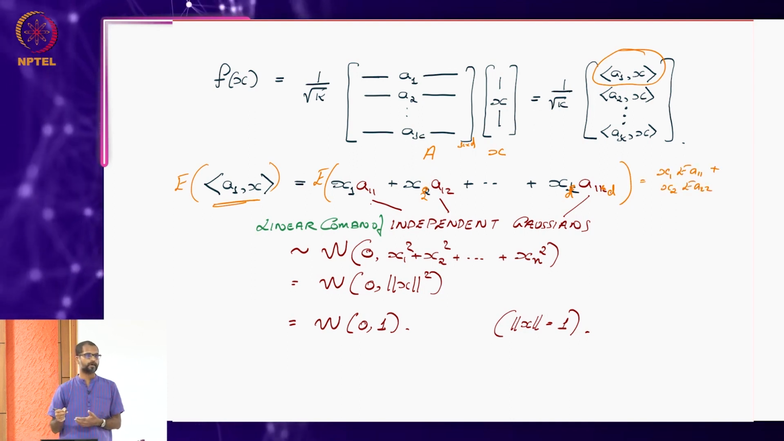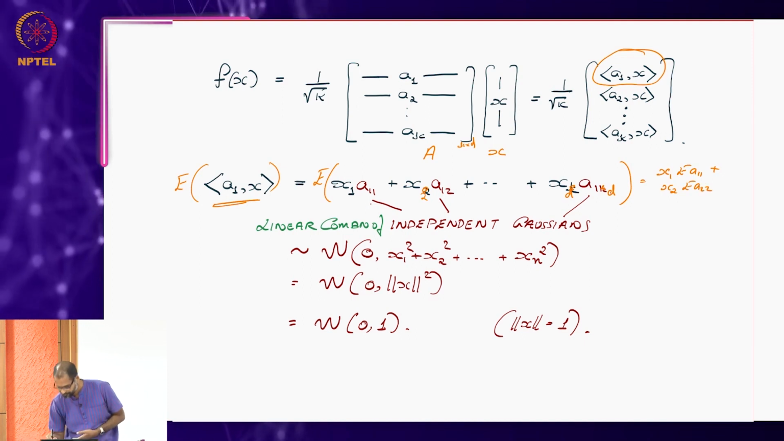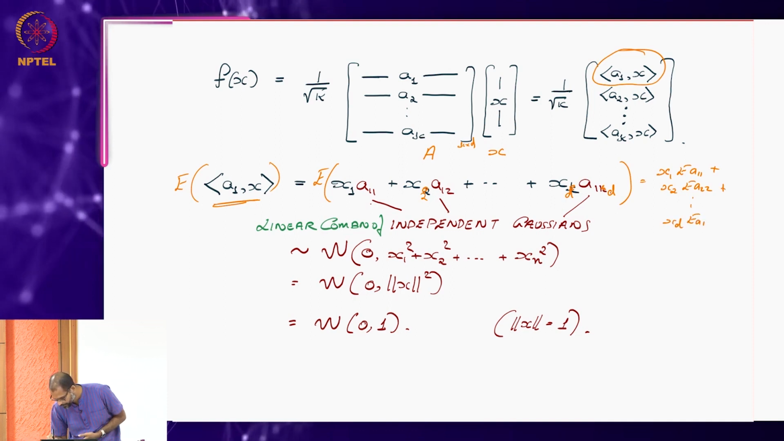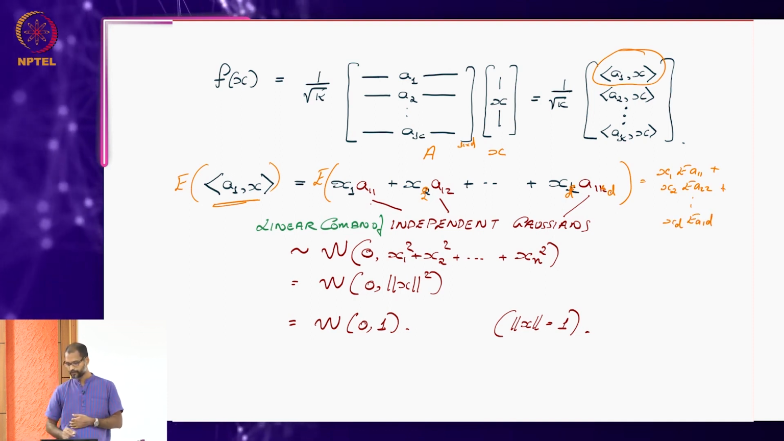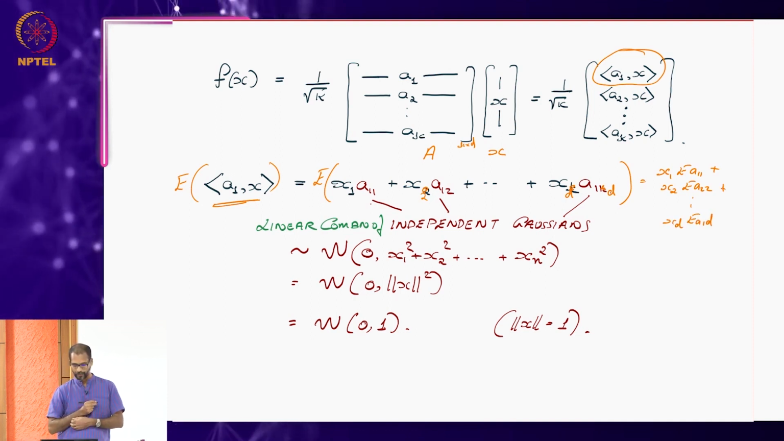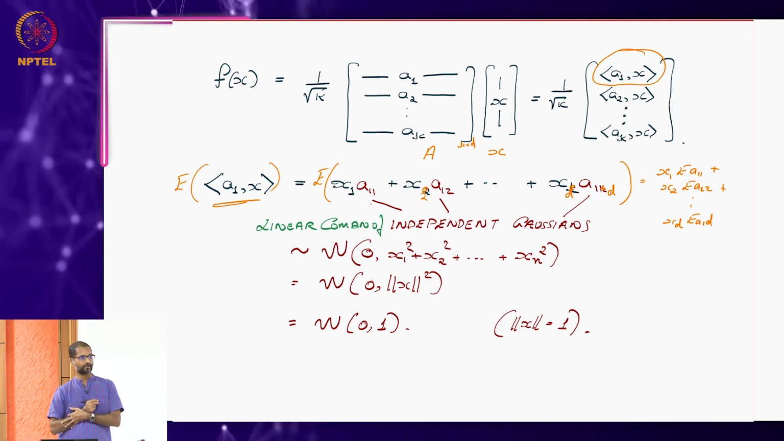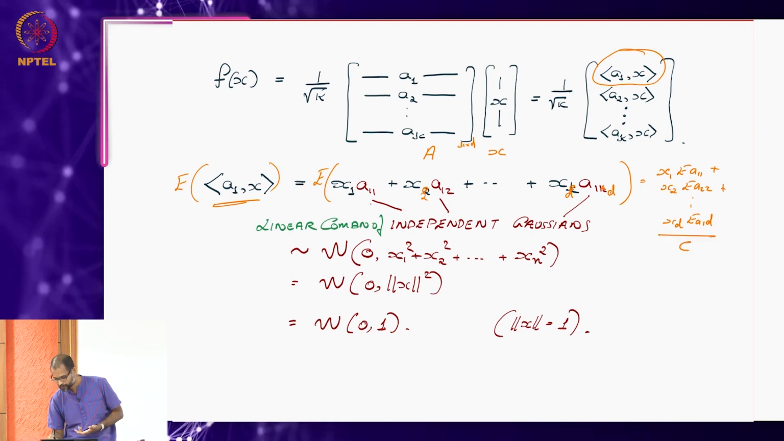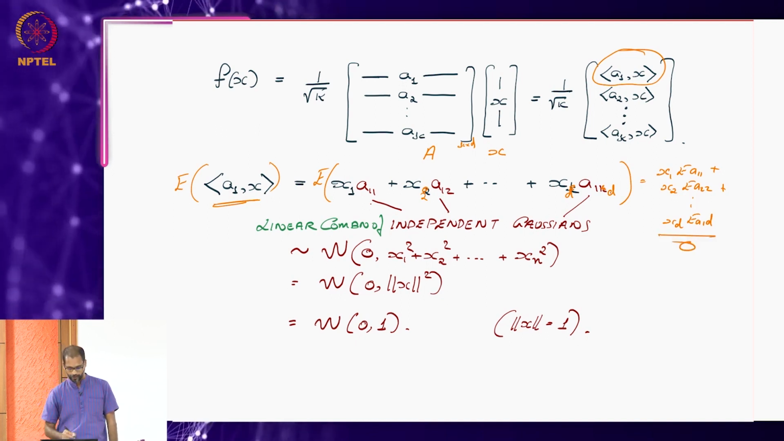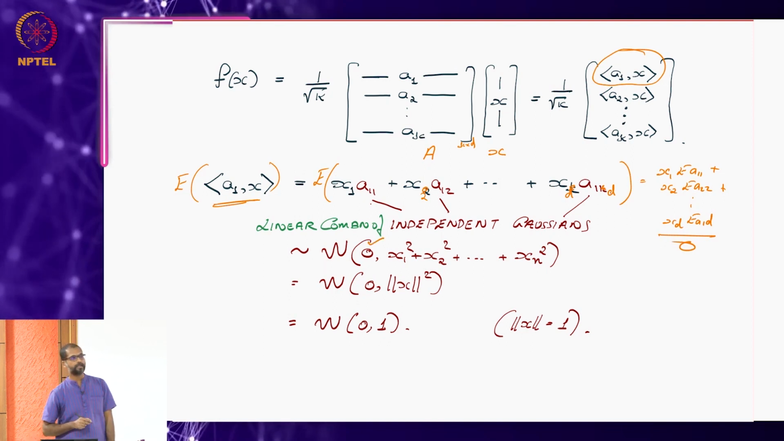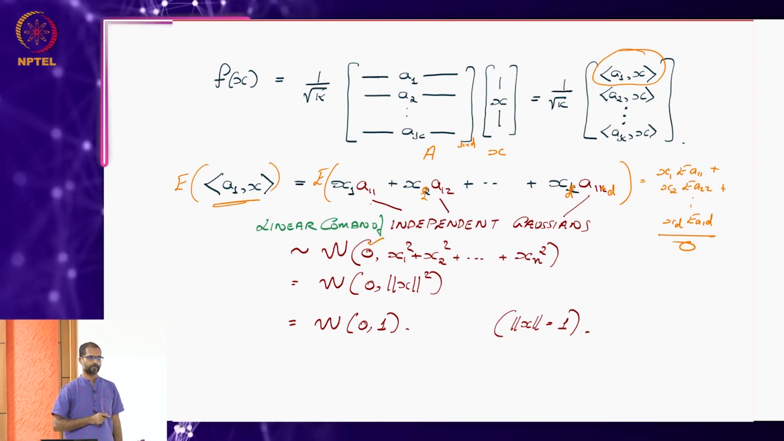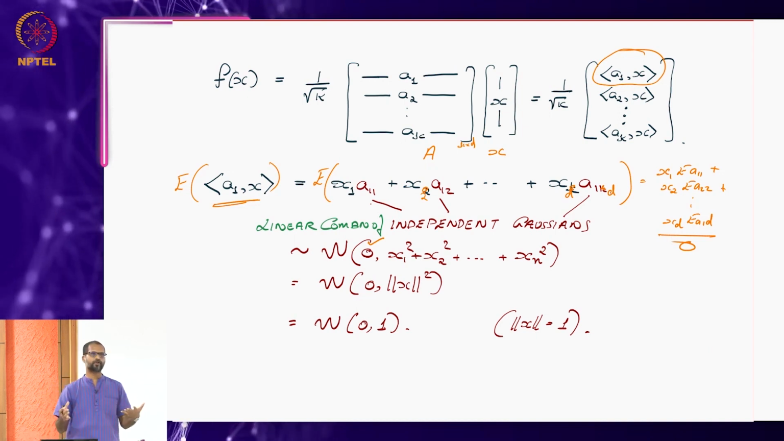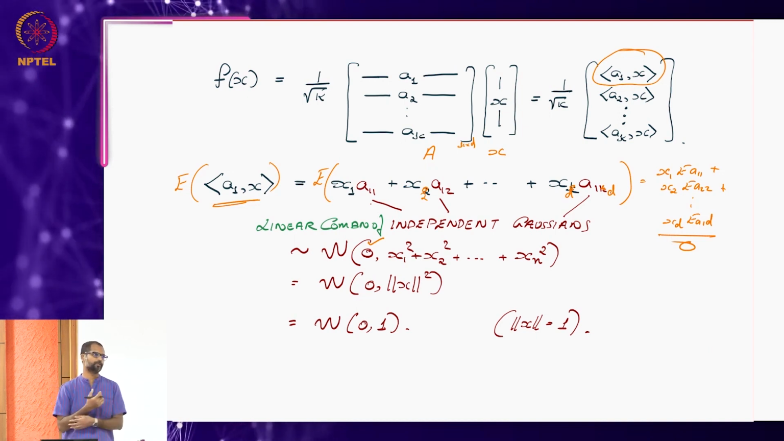Remember, x1, x2 are not random variables. Plus xd times E of a1d, right? Now what is E of a11? 0, because it is a 0 mean Gaussian. E of a12 is 0. So this whole thing boils down to 0. So the resulting Gaussian's mean is 0. Are you with me? You are adding some 0 mean Gaussians, the result is also going to be 0 mean.